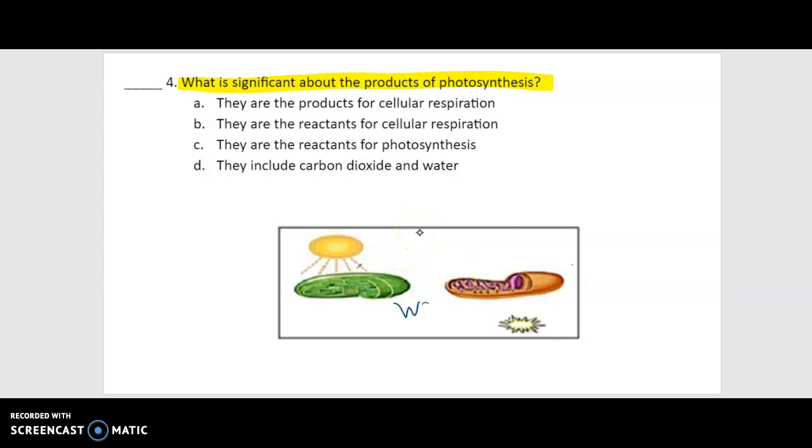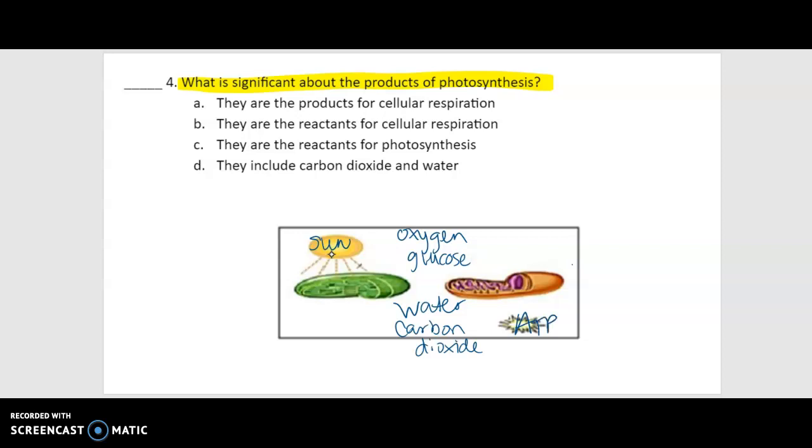So I put water here, carbon dioxide down here, and then I put oxygen and glucose up here. Alright, and then this is supposed to represent sun. This is supposed to represent our ATP.